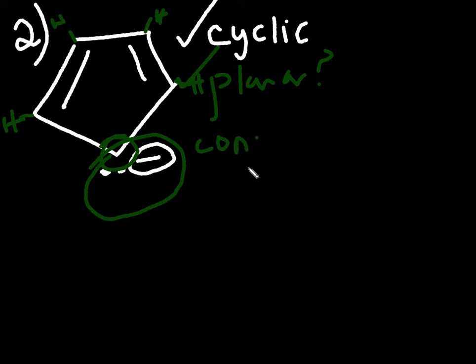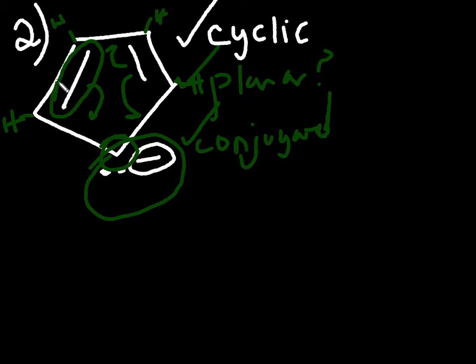And is it conjugated? Yes. As you can see, these can be delocalized where that goes there. Either way, there's alternating single bonds. One here, then in this middle, there's nothing, and then there's a bond there. They are alternating single bonds.